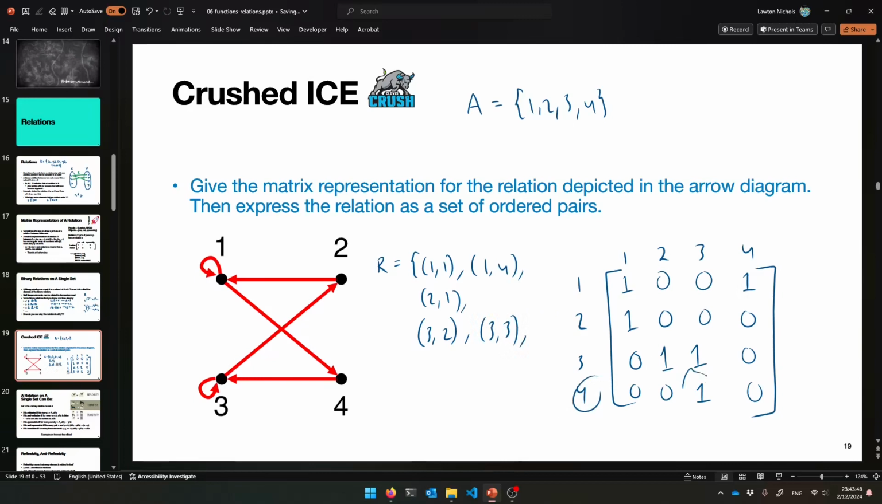And then 4, 3. See, that's also related. So that is the full answer. Okay, I hope that makes sense. Please yell at me if it does not.